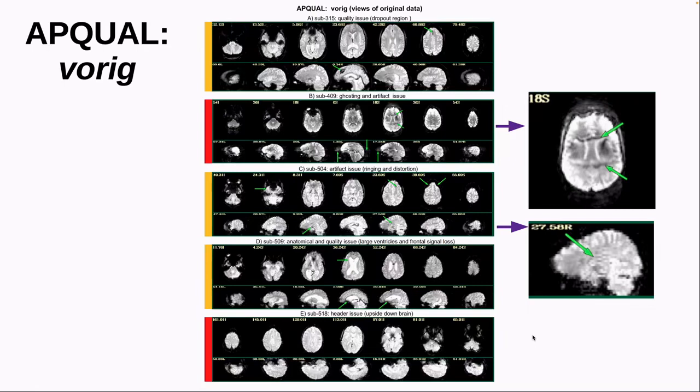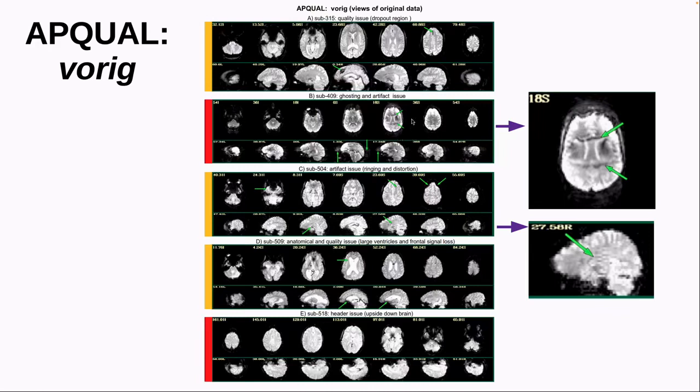So here we have some examples. We've got a dropout region here. You can see that in the front too, and the sides. You can see over here, so that was fairly minor, maybe not enough to affect what you might be studying, but you'll have to consider whether that's the case for your data. Are you interested in something in this part of the brain? If you are, then you'll have to exclude this particular subject because there's a big dropout there.